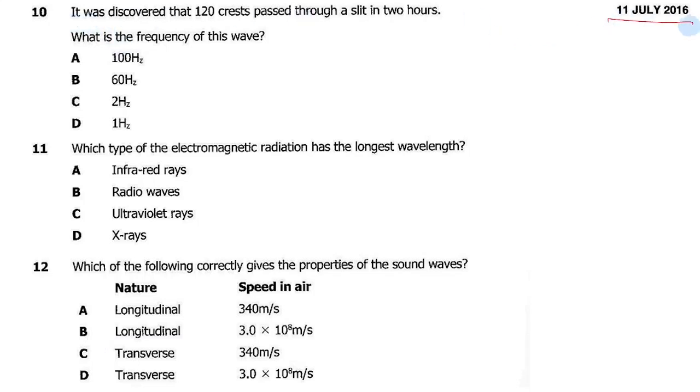So this one says it was discovered that 120 crests passed through a slit in 2 hours. What is the frequency of this wave? So now you have 120 crests in 2 hours. So now if these are crests that are passing in 2 hours, we need to know, the question is saying what is the frequency.